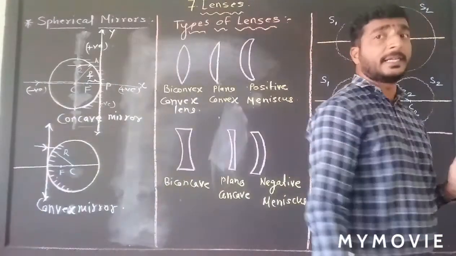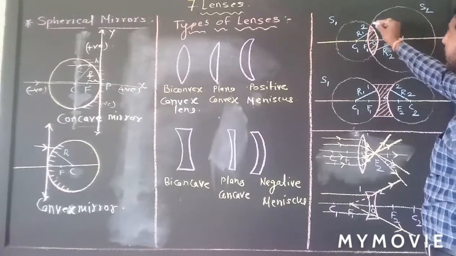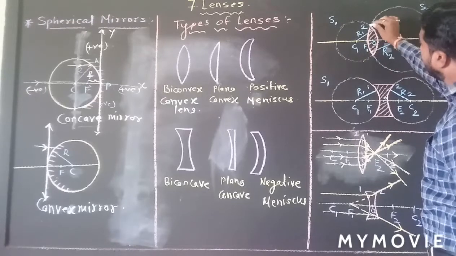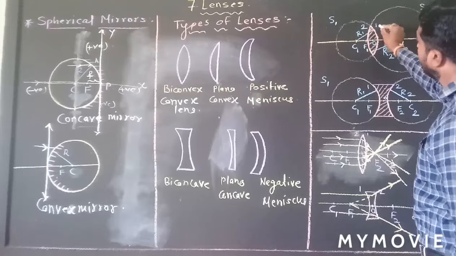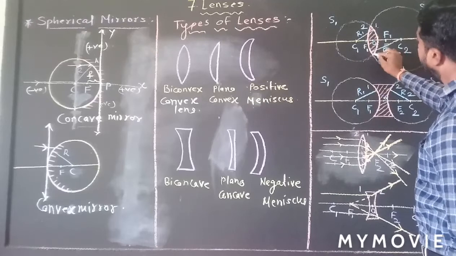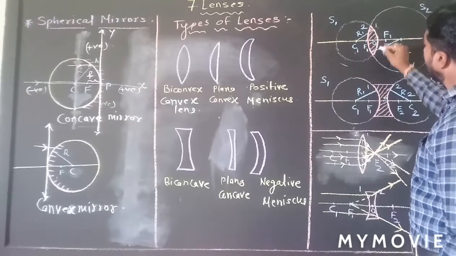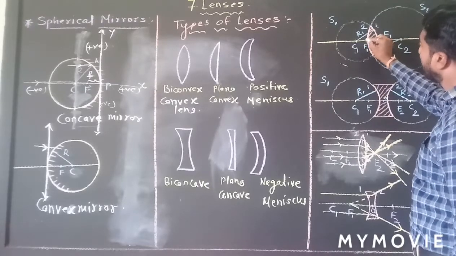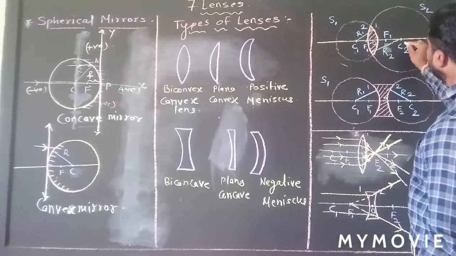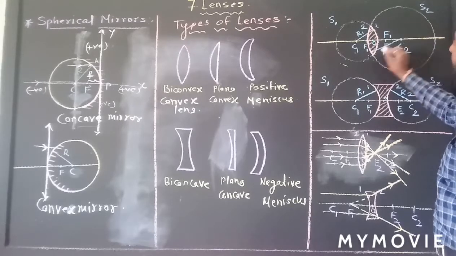Now we will study the terms related to the lens. There are two spheres, and this is the surface of the second sphere and this is the surface of sphere 1. We say this is surface 1 and this is surface 2. Surface 1 has a center of curvature, which we call C1, a principal focus F1, and radius R1. For surface 2, there is a center of curvature C2, a principal focus F2, and radius R2.